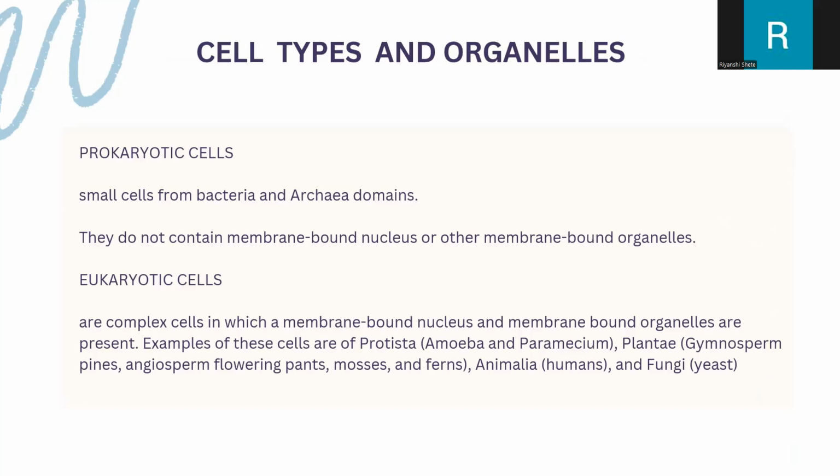Now, what is meant by organelles? Organelles means organs present in the living organism. So together, many organs are called organelles. The examples of prokaryotic cells are bacteria and archaea, and the examples of eukaryotic cells are protista, which includes amoeba and paramecium, plantae, animalia and fungi.